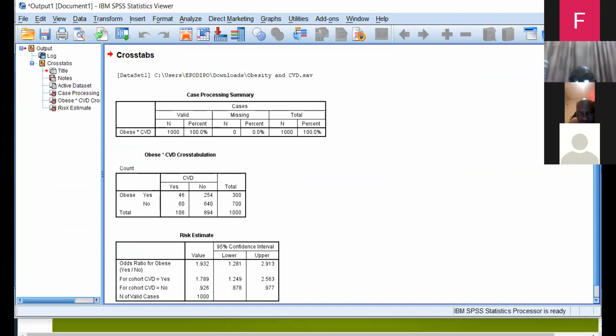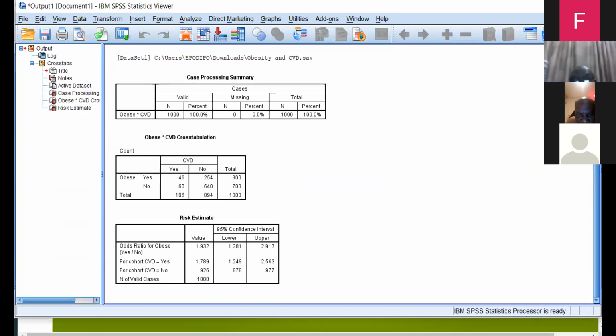That's good. So we can see that the odds ratio is 1.93, and that was what we got also. If you remember the slide I showed, it is 1.93. The odds ratio is now 1.93. Then the relative risk is 1.79, if you remember. It's the same thing you are seeing.